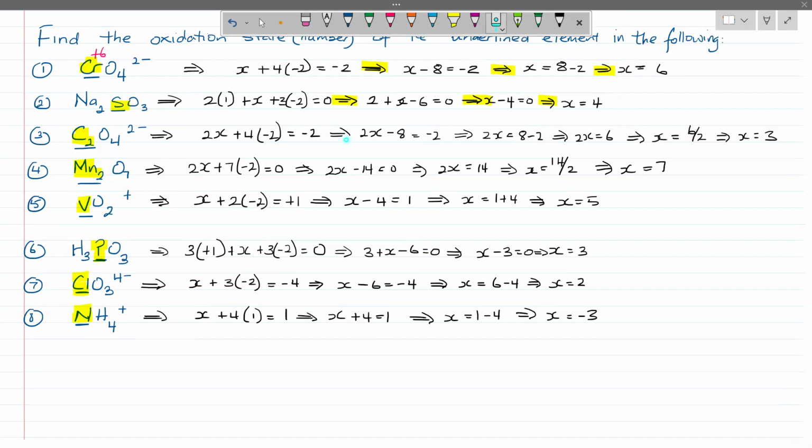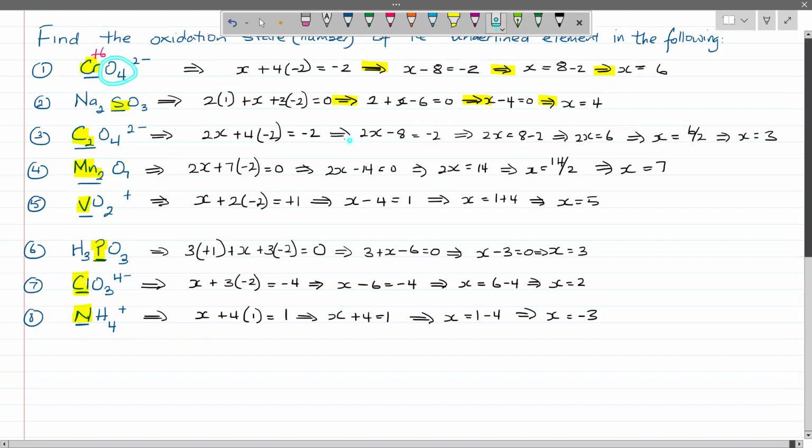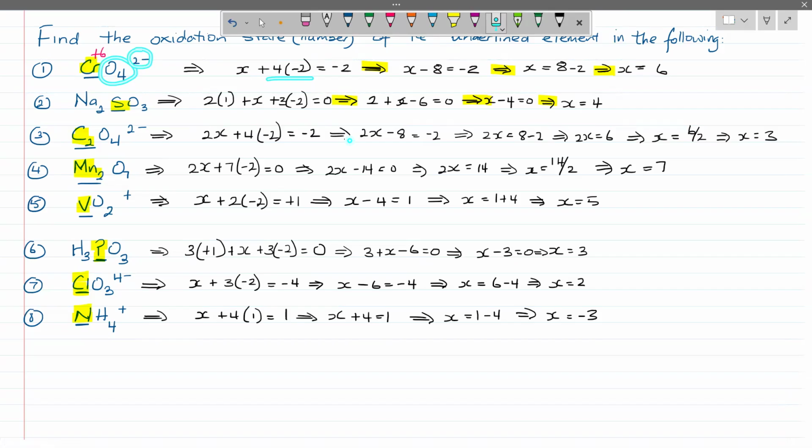Sorry. Any next question? Let me just repeat myself for this one here. Sorry about that. We're going across. X, we don't know what chromium is. We have 4 oxygen, so 4 by -2. And the overall sum of the oxidation states is -2. 4 by -2, we give them a -8 here. And then I'm moving this across, make equal sign. So I'm going to get x is equal to 8 minus 2. Right? 8 minus 2 will give more 6.